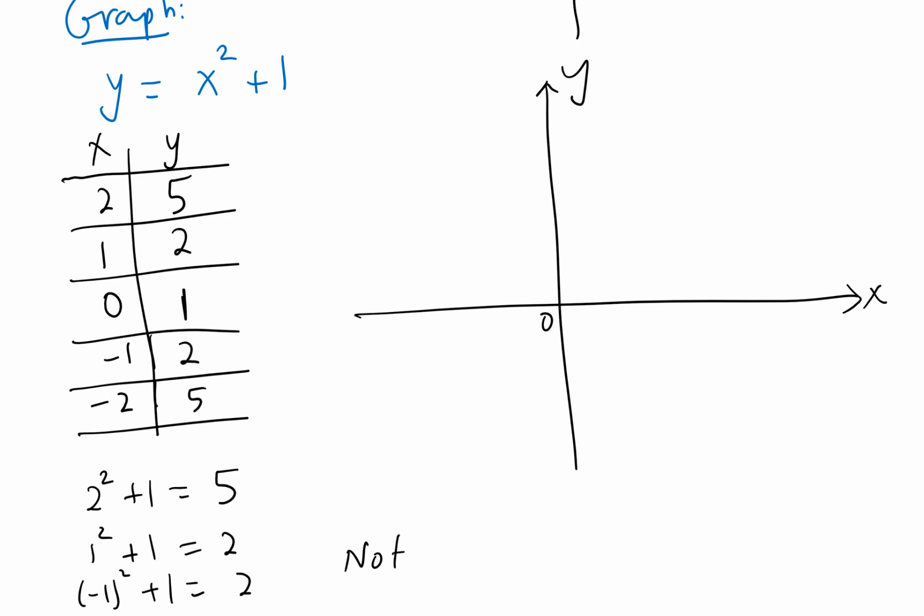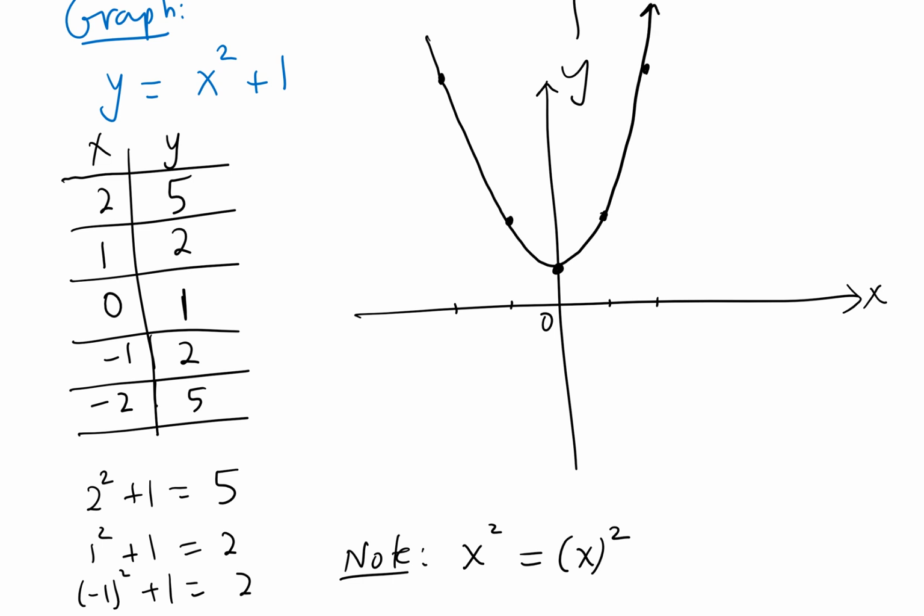I'm going to write a note down there. When we say x squared, we mean the whole x being squared, like that. So when you substitute negative 2 in, you substitute negative 2 within the parentheses. So that gives us 0, 1, negative 1, 2, negative 2, 5, 1, 2, 2, 5, so that's the parabola.